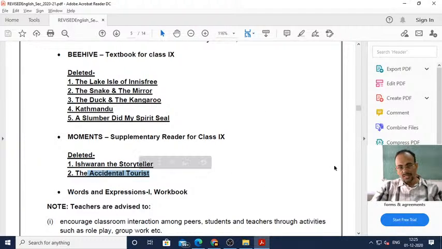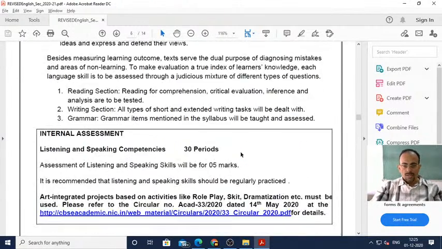So how many chapters are deleted, dear students? 7 chapters are total deleted. Okay, 5 chapters from Beehive and 2 chapters from Moments. Okay, so that's all about the discussion.